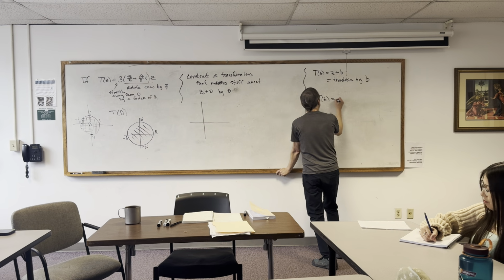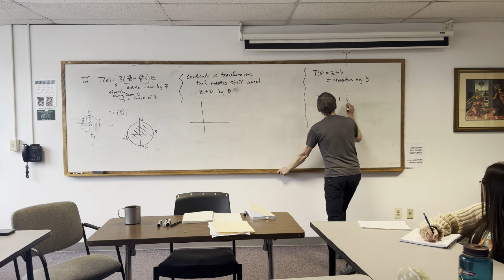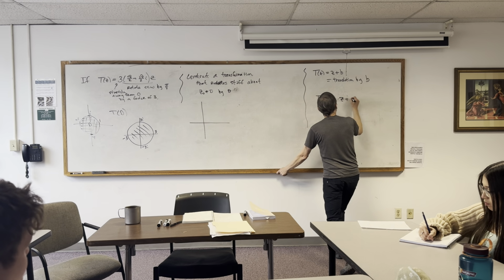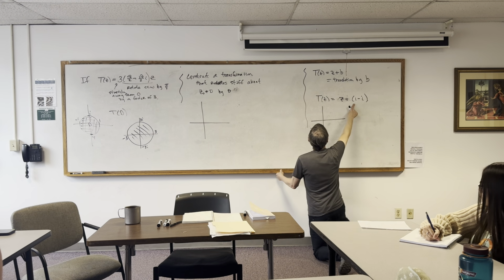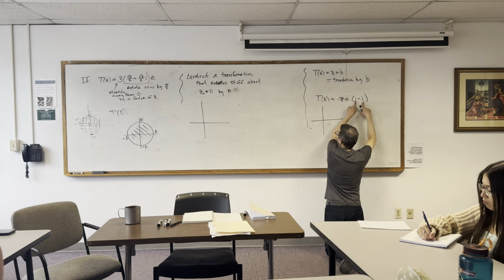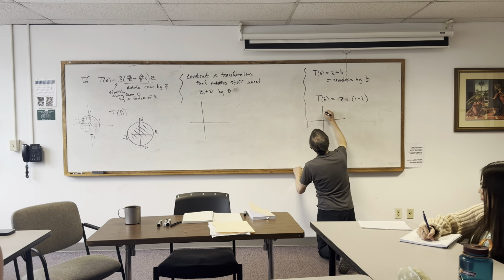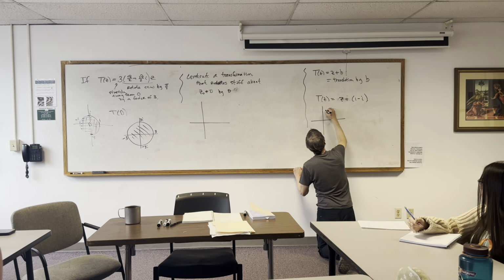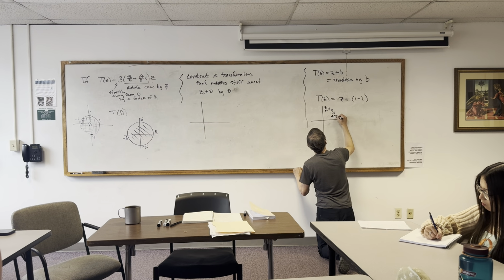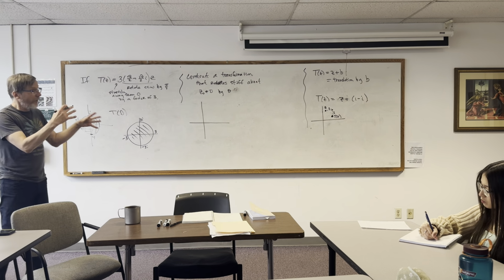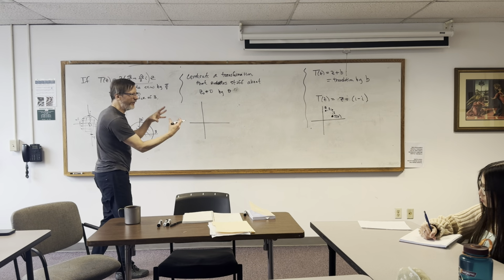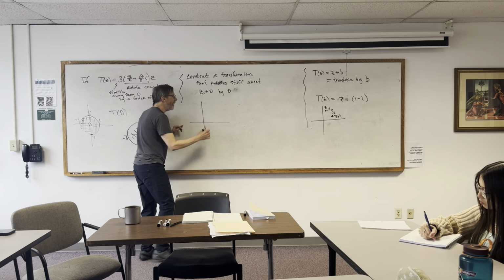If I have T of Z equals 1 minus i, Z plus 1 minus i, then what that's going to do is take each point and move it over by 1 and down by 1. So it will take the point Z and move it over 1 unit and down 1 unit. And that would be T of Z. So we have translation. So it's pretty straightforward, unlike the rotation and scaling stuff, which are kind of all smashed together.